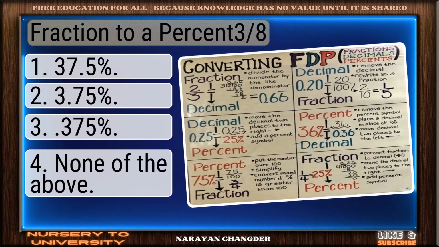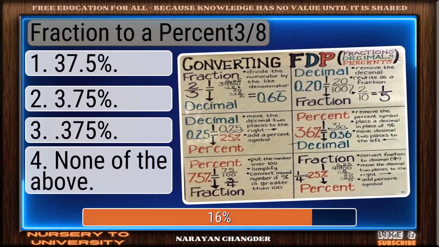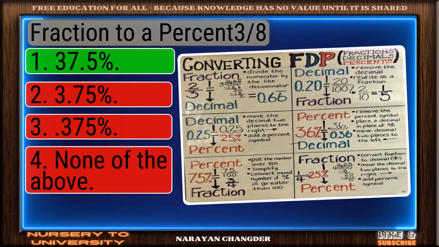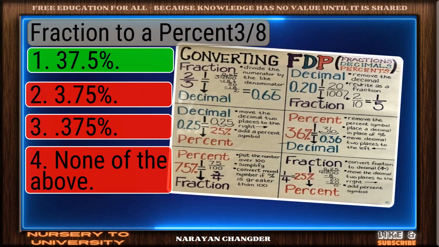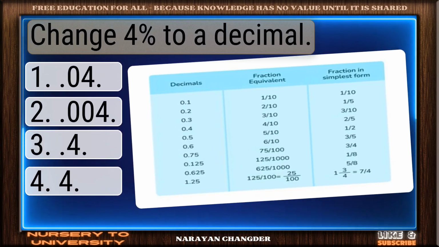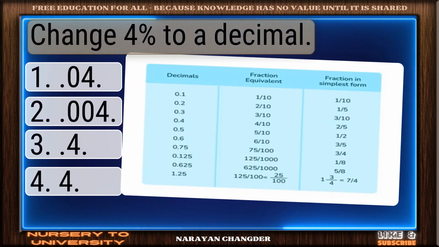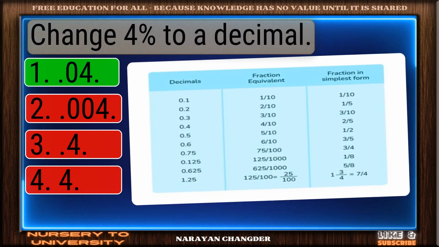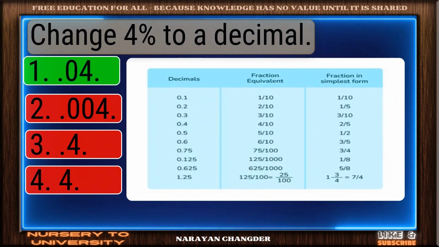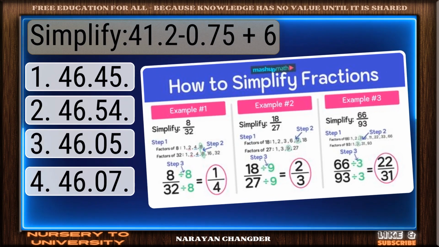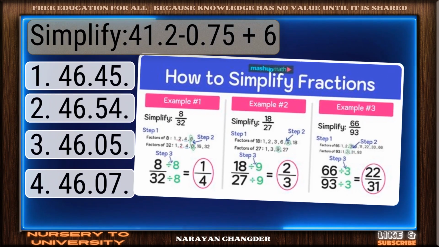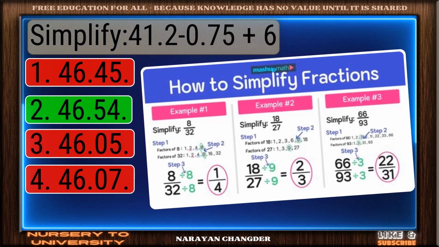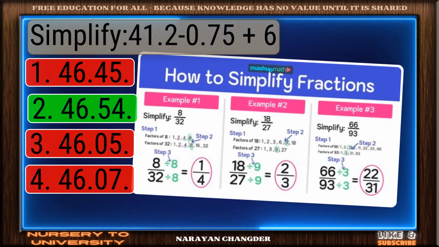Question number 91. Fraction to a percent 3 key 8. Correct response. 37.5% is the most accurate answer. Question number 92. Change 4% to a decimal. On track. Low 4 is the correct answer. Question number 93. Simplify 41.2.5 plus 6. Well reasoned. 46/4 is the correct choice.